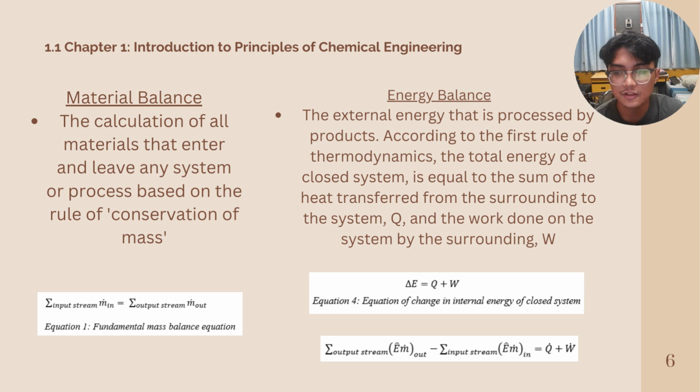For energy balance, it is known as the external energy that is processed by the products. According to the first law of thermodynamics, the total energy of a closed system is equal to the sum of heat transferred from the surrounding to the system, Q, and the work done on the system by the surrounding, which is W.